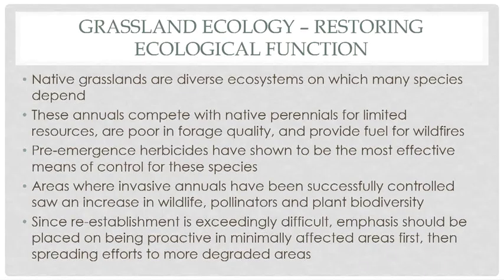We had a thematic on restoring ecological function. In this thematic, they talked about native grasslands or diverse ecosystems on which many species depend. These annuals compete with native perennials, so we need those native grasslands, but a big theme of this was how annuals and weedy annuals compete with those native perennials and have all kinds of problems. So they gave an example, in this thematic, of pre-emergent herbicides that have been shown to be most effective controlling those species that are competitive. This is particularly relevant in the western U.S., but even increasingly in the eastern U.S. and other parts of the world.